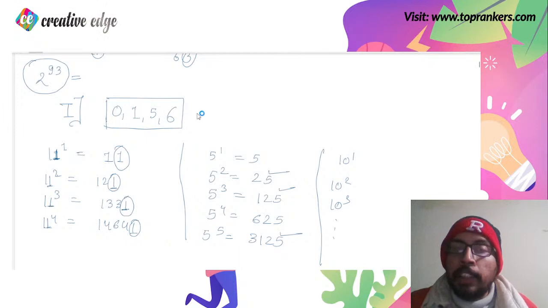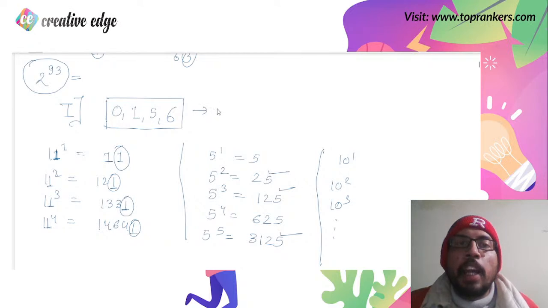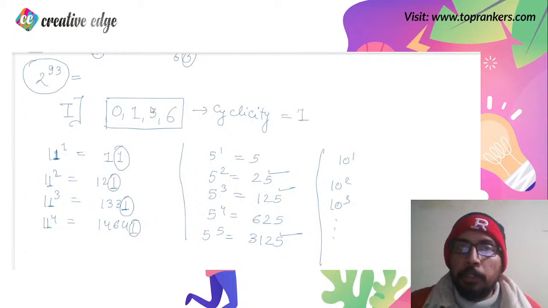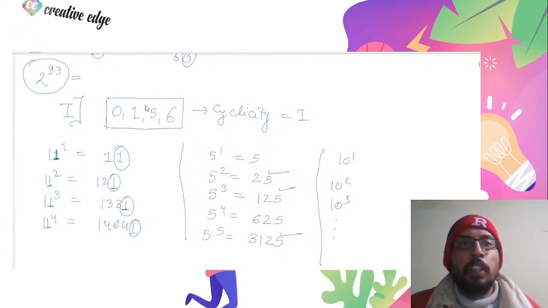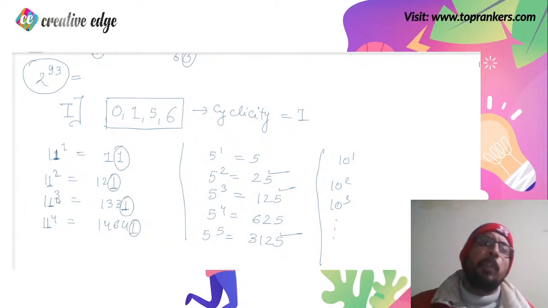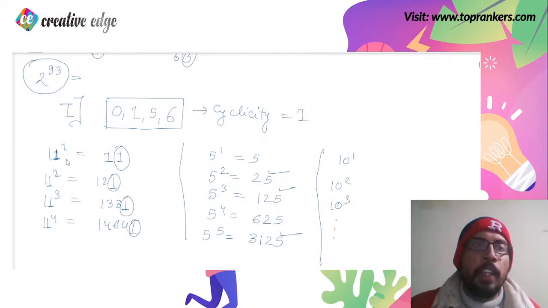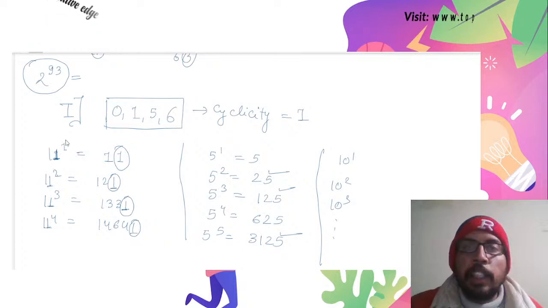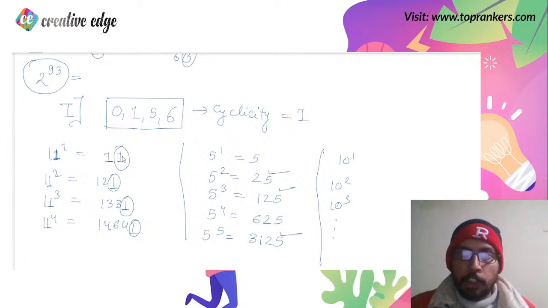So hence I can say that, in a standard manner, these numbers have cyclicity equal to 1. It means the unit place of these numbers keeps on repeating itself after every single power. 11 to the power 1, 11 to the power 2, 11 to the power 3: after every power you can observe that you always get the same unit place which was there prior to expansion and after expansion.